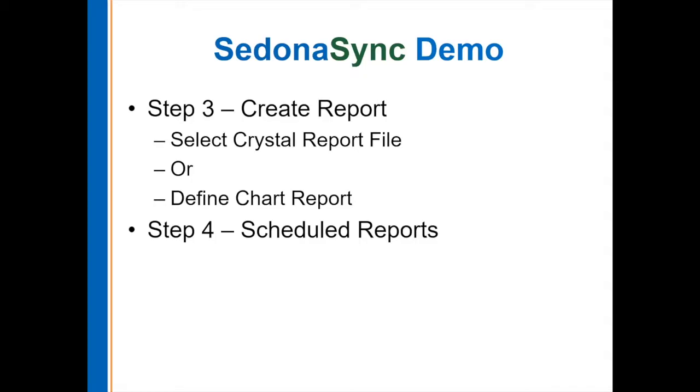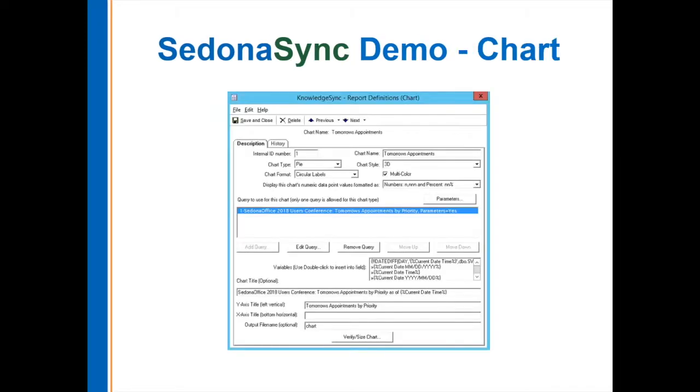I just want to talk about the reports here. So the next step we would do is we would define a report or a chart if we wanted to include a notification like that. So in the SedonaSync application, we can go through and define a chart. And the setup is a little bit different here. We're going to pick the type of chart that we have.